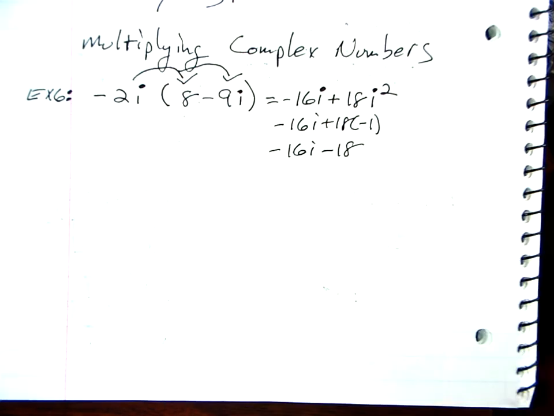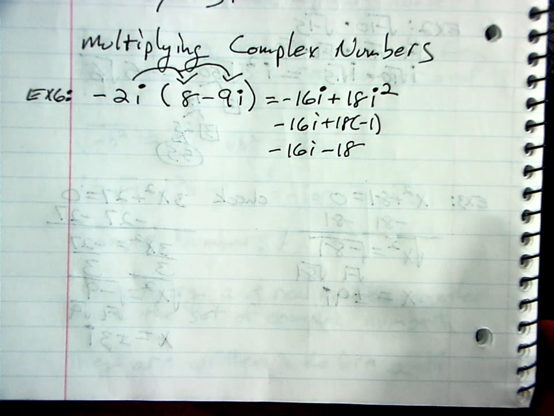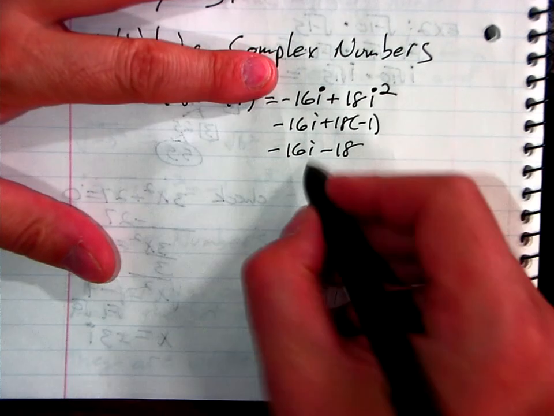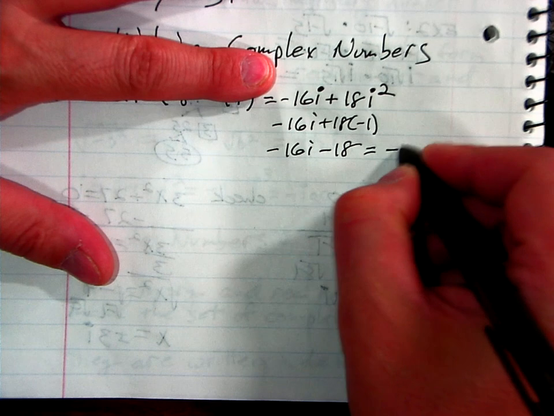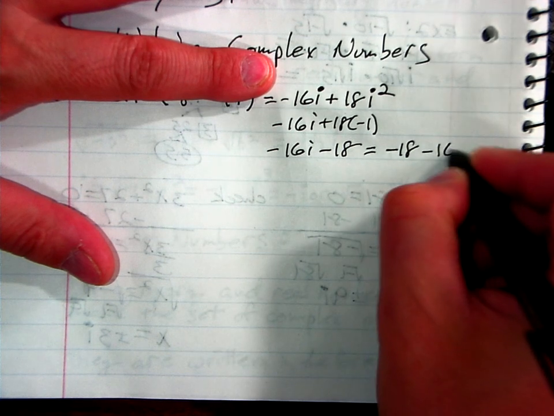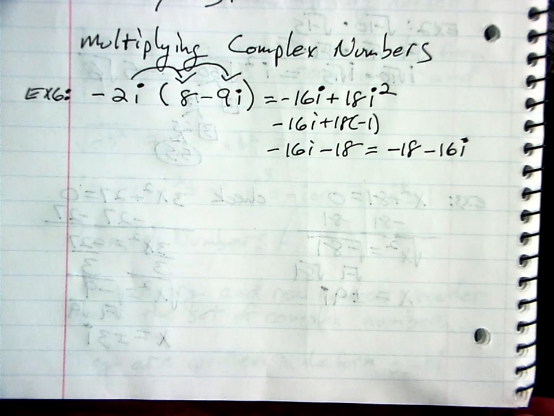Now, is it better to have the real number in front or the imaginary? The real should be in front. So which is the real number? So I'm going to rewrite this to put the negative 18 in front. Negative 18 minus 16i. That is your final answer.